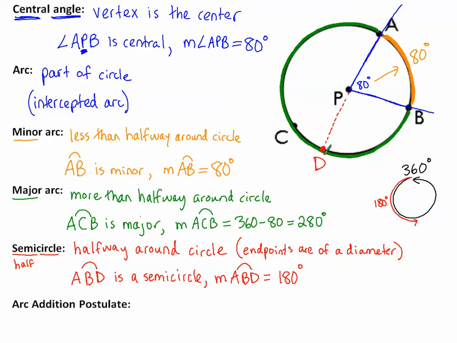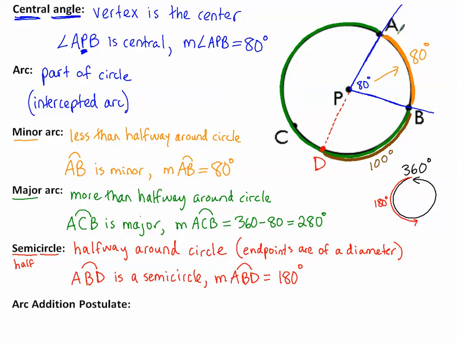Now, what if I wanted to know how much arc DB measures? How much would that have to be? Well, from A to D, all of that is a semicircle, so that's 180. What's left over for this little guy right here? Did you think of it? That's right, 100 degrees. Why? Because 100 plus 80 makes 180.